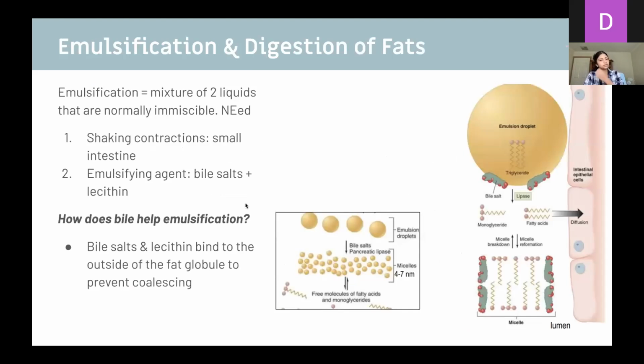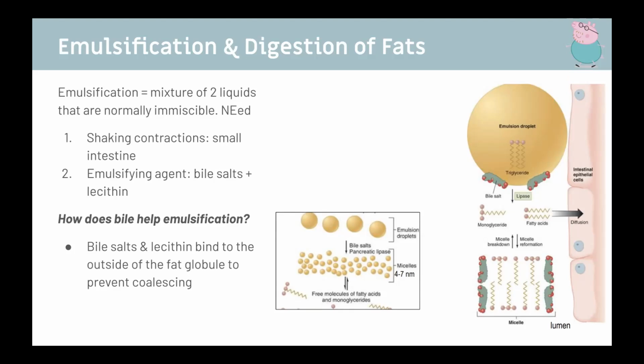Okay, so moving on to emulsification and digestion of fats. I'm not going to go through the whole process, but a bit of a recap: emulsification is when you mix two liquids that you normally can't mix. And for this to happen, you need something called shaking contractions. So think of mixing water and oil in a cup and trying to shake it. That's done by your small intestine when it contracts.